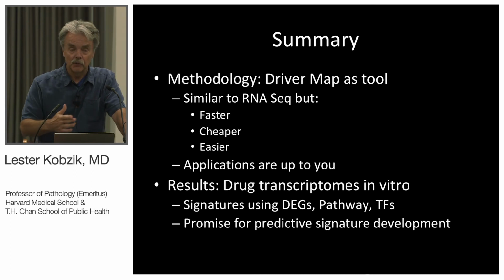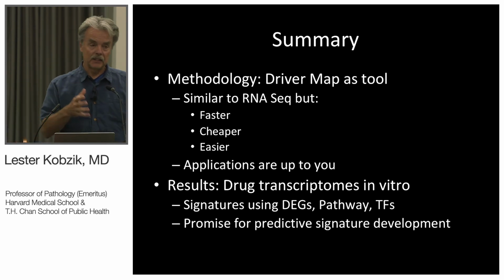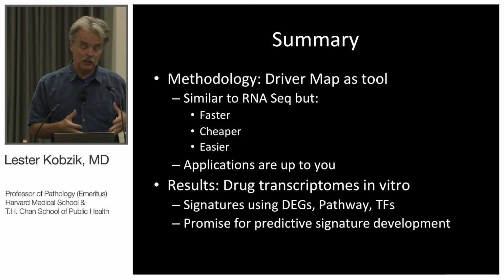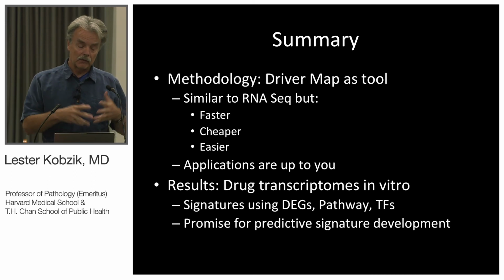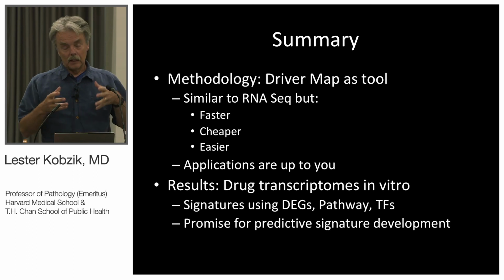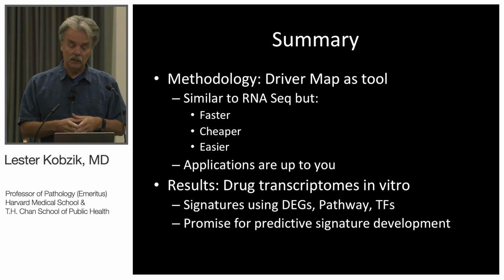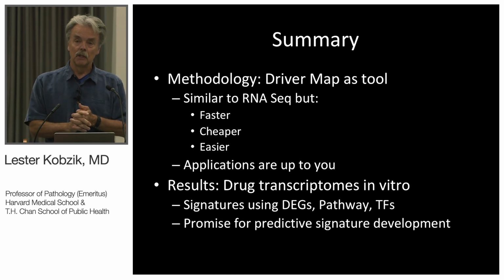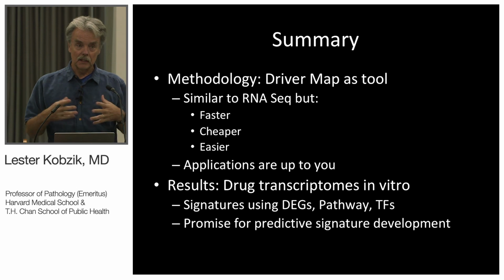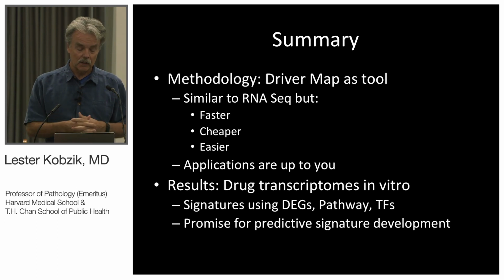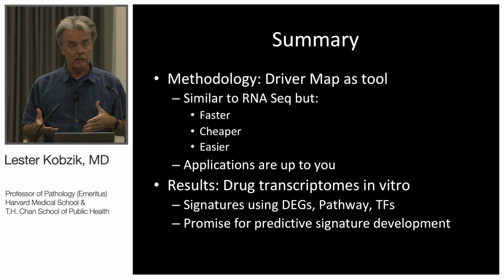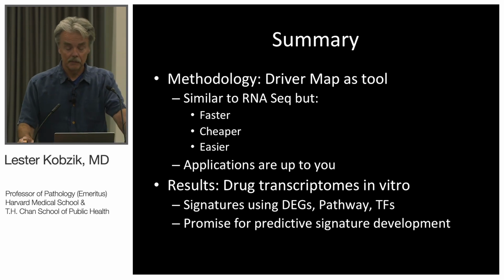The results I've shared with you are one example of this kind of platform in use, looking at drug response transcriptomes in vitro. And this allows you to generate signatures at the gene level, differentially expressed genes, which you can then use to characterize mechanism of action. A little more speculative is you can use this kind of signature to generate pathway information and transcription factor identification for biomarker discovery. That's in the future, but I think the overall approach has a lot of promise for those outcomes and for predictive signature development.